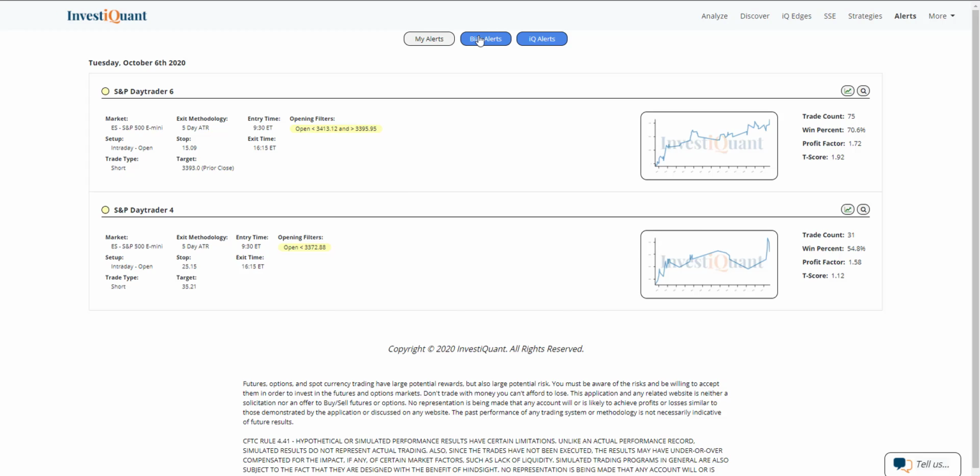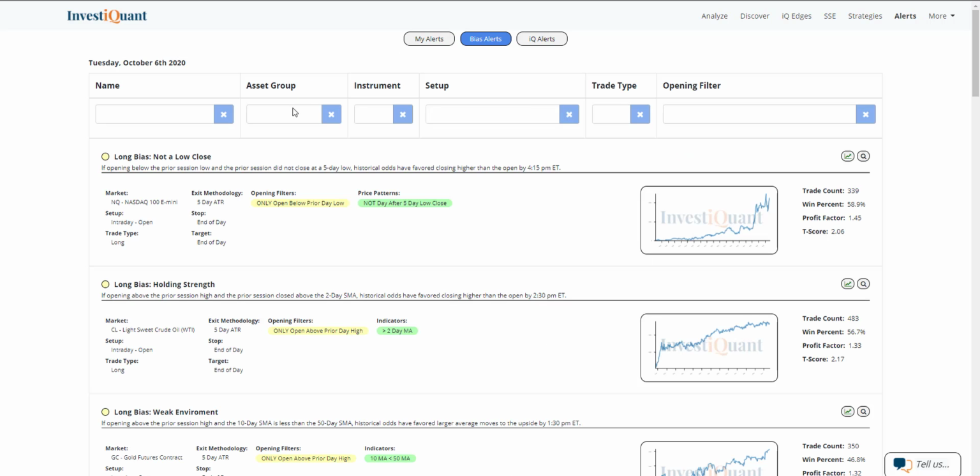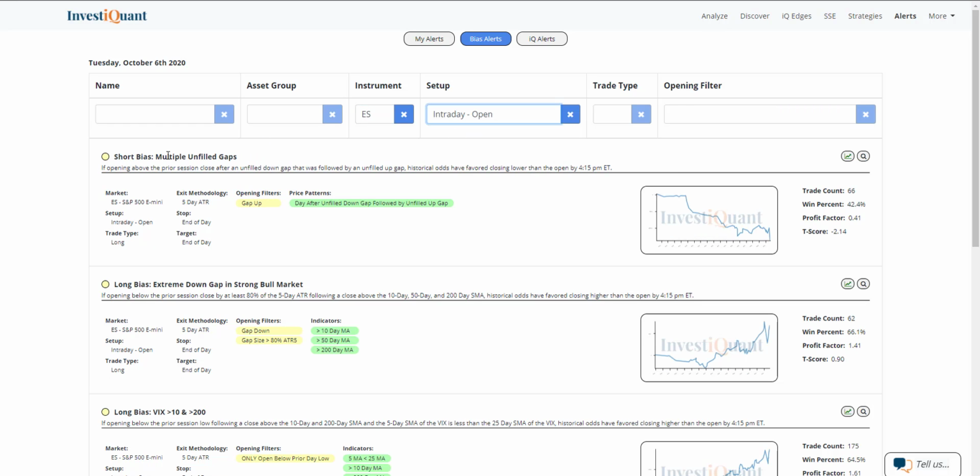But what I want to show you this morning is in the bias alerts, and we're going to dig into one for the ES. So I'm going to come to the instrument. We've got a bunch of these in here. There's lots of ideas to work with. So I'm going to select the ES setup. I'm going to go intraday open. And this very first one that shows up, short bias, multiple unfilled gaps. I'm going to go ahead and click on this to load it into Discover.